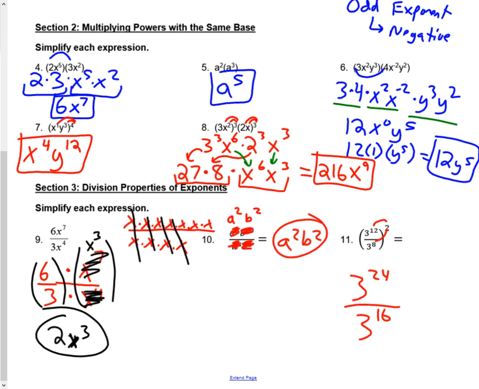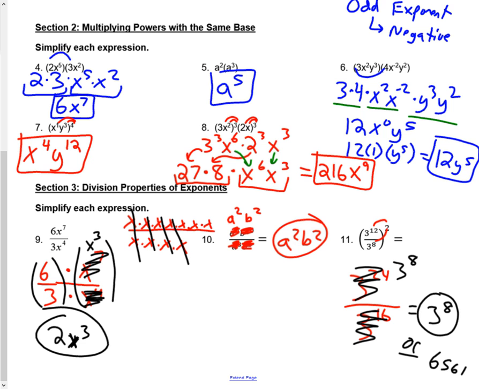There's still some simplifying to do, though. There's 16 on the bottom and 24 on the top, so 16 can be canceled out on both top and bottom, and you're left with 3, 24 minus 16 is 8. So you're just left with 3 to the 8th power. I believe that answer is not terribly large. It's 6,561. All right, let's go to page 2.